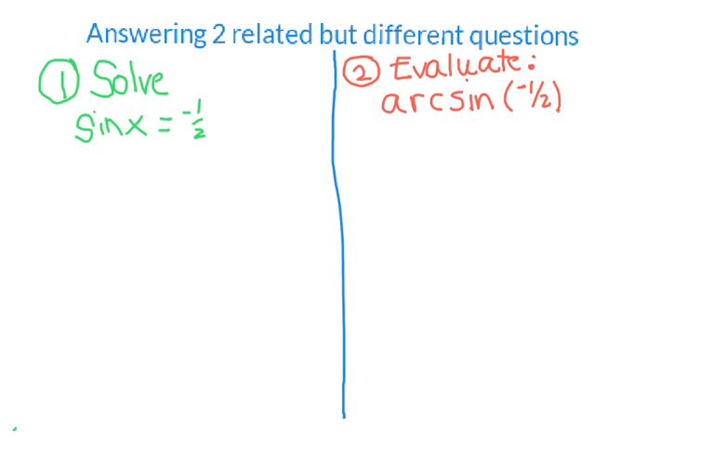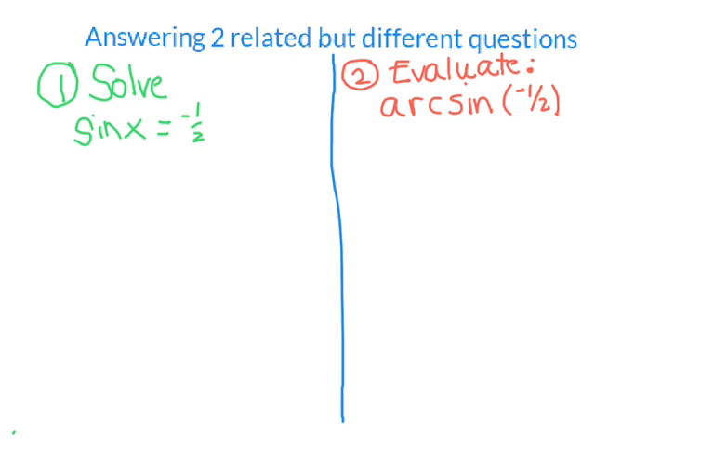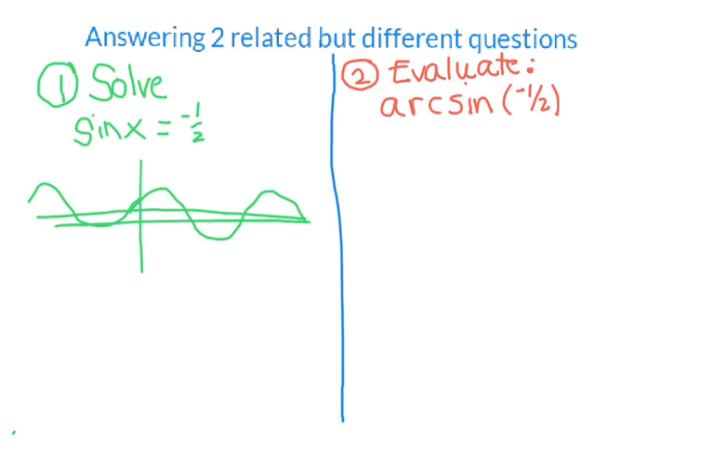I want to compare these two problems that are very similar but actually very different. This first one asks you to solve sine x equals negative a half, and it has infinitely many solutions. So, for instance, if we think about the sine function, we know it looks like this. And if we look at when sine is equal to negative a half, that's going to be down here.